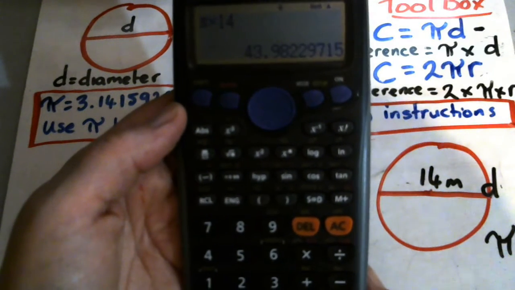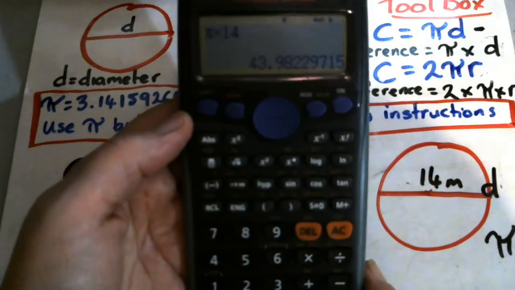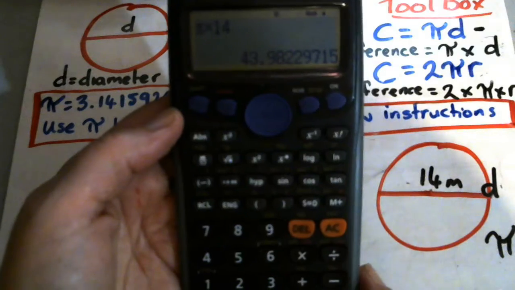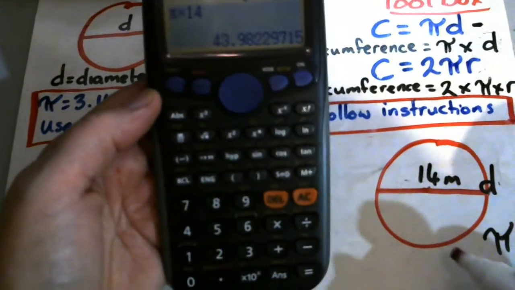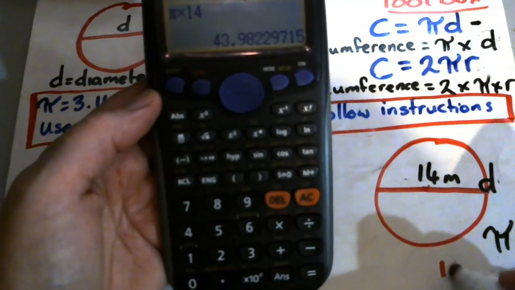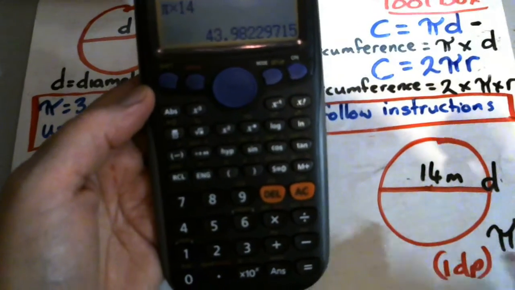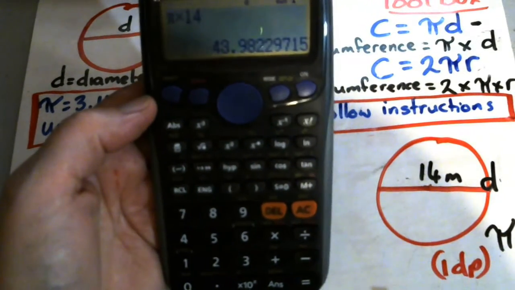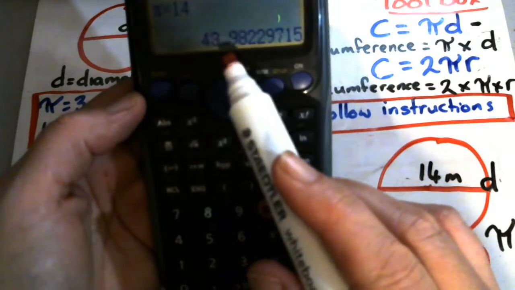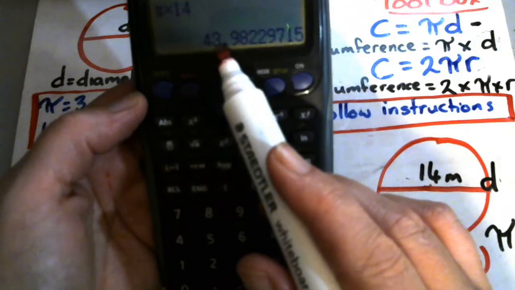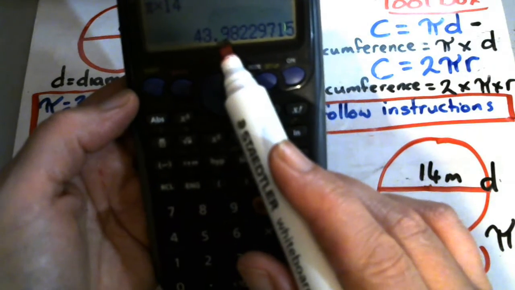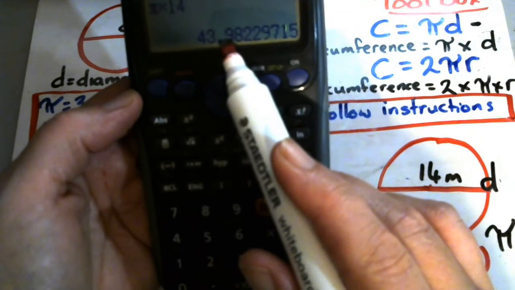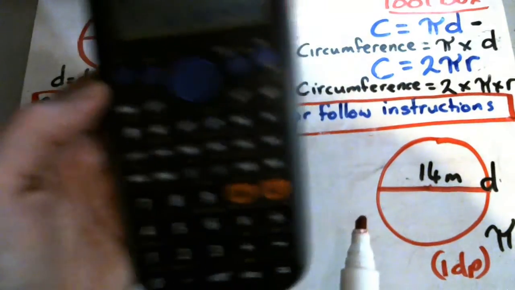Well, I'm not going to write all those digits down, so my first thing I must do is look at the instructions again. They might tell me to round it to 1 decimal place. It might ask me to round it to 2 decimal places. For the purpose of this question, let's just say it wanted it rounded to 1 decimal place.